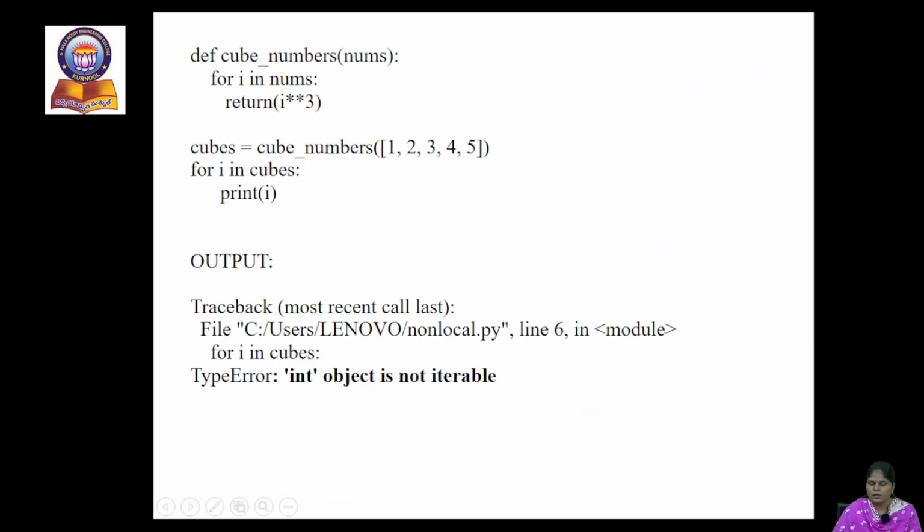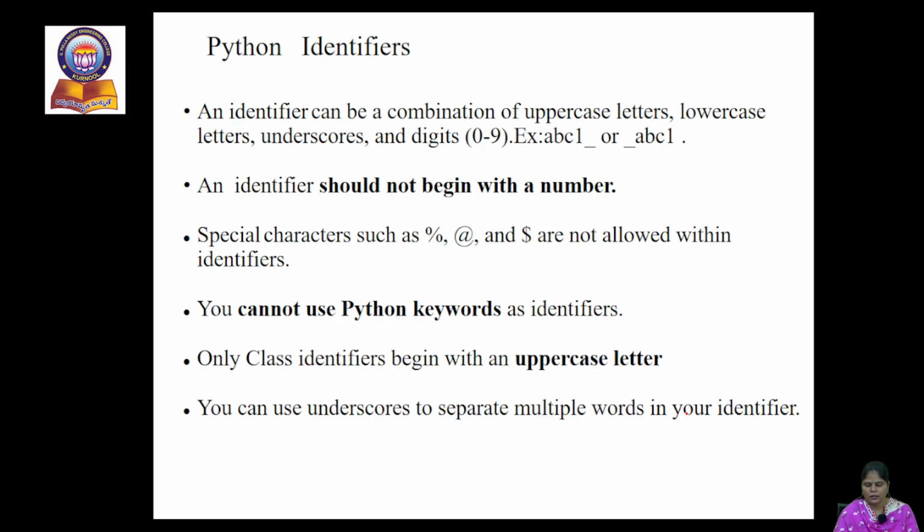So this is the use of yield. The same program with return gives the error "int object is not iterable", so that means return will return only a single value, right?